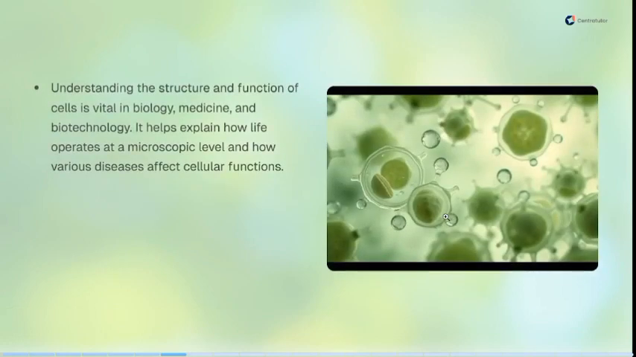Understanding the structure and function of cells is vital in biology, medicine, and also biotechnology. It helps to explain how life operates at a microscopic level. As I said, cells are the smallest, most organized units of life. Understanding them helps in fields like medicine, biotechnology, and biology, and helps to explain how life operates at a microscopic level and how various diseases affect cellular functions.